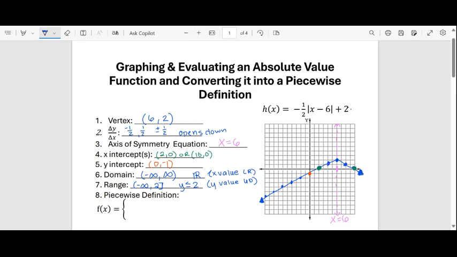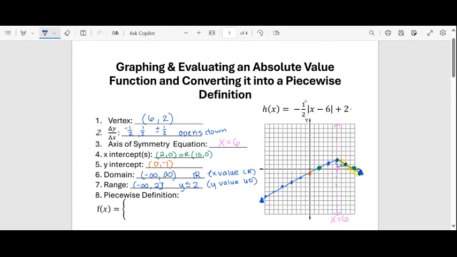Piecewise definition just means we're going to break it in half at the axis of symmetry, and we're going to write an equation for the left side and the right side, okay? So I'm going to start with the right side here. The right side has a negative slope, and I know it's negative because it's going down. If I look at my slope, it looks like I went down 1, to the right 2. That also happens to be the slope from my original absolute value equation.